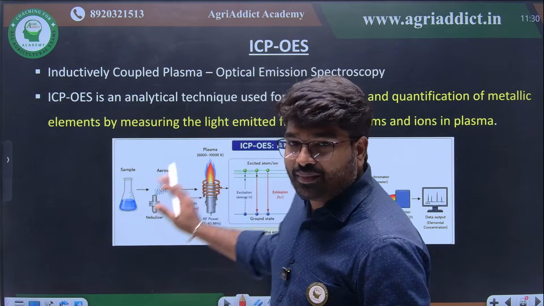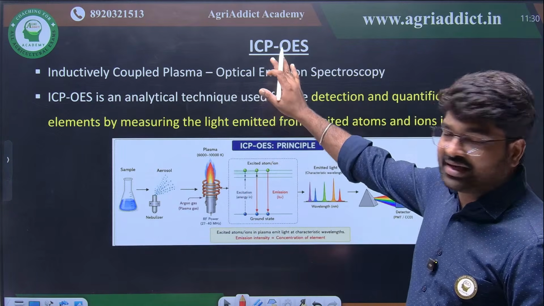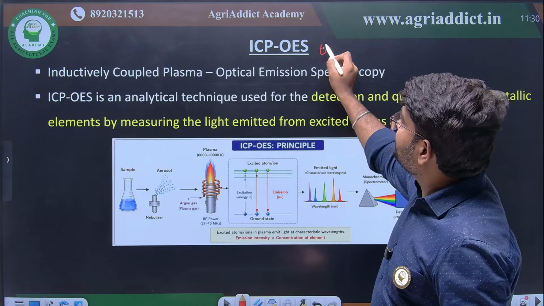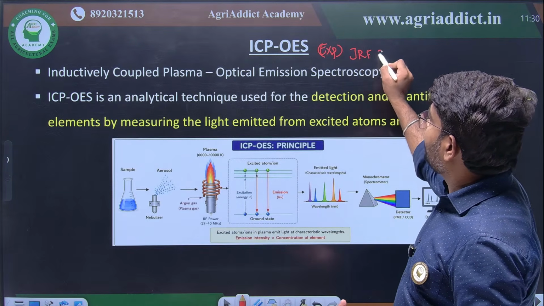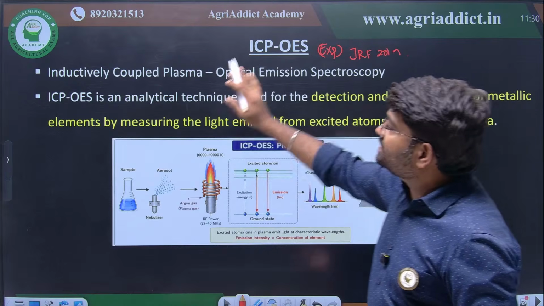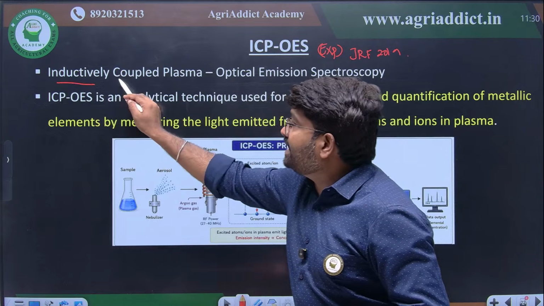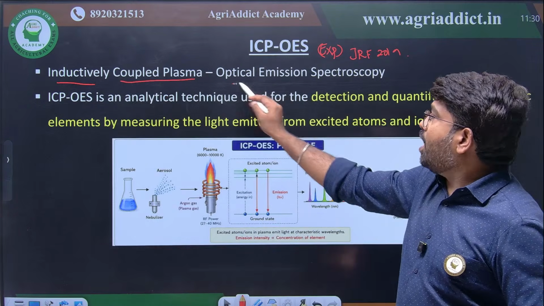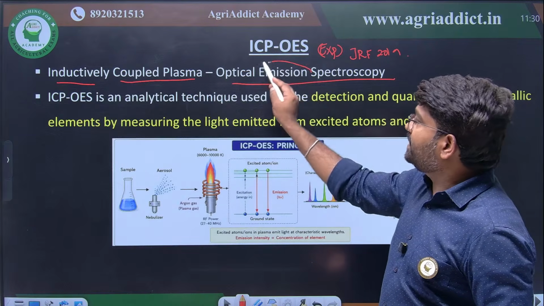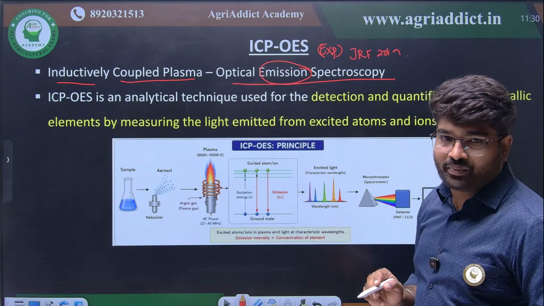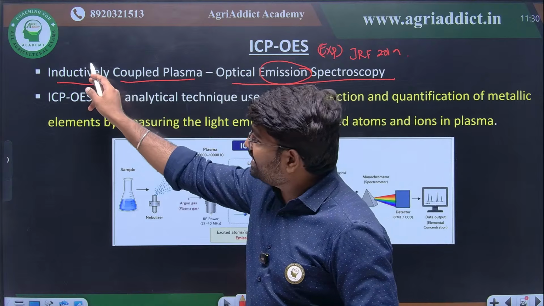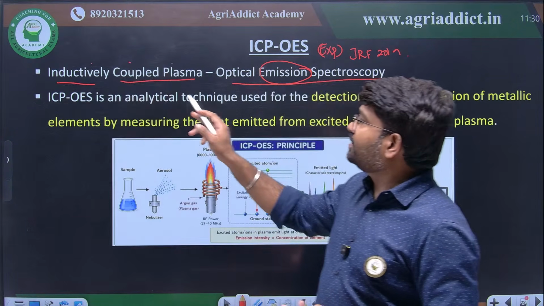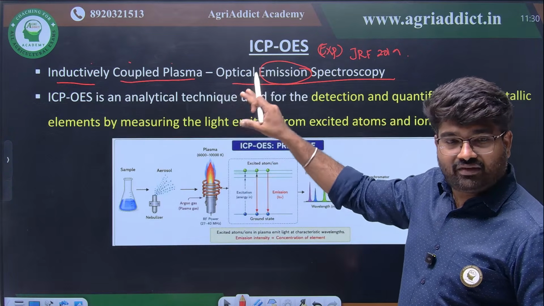The similar thing we use for ICP-OES. The expansion of ICP-OES they asked in JRF 2019. ICP-OES means inductively coupled plasma optical emission spectroscopy. It's a type of emission spectroscopy. You have to see why we say inductively coupled plasma. Each and every word has meaning.